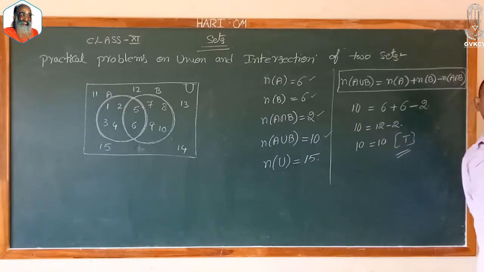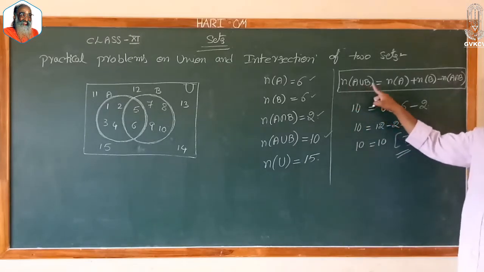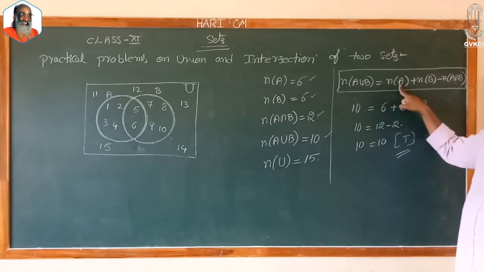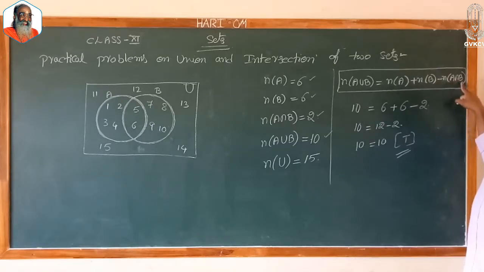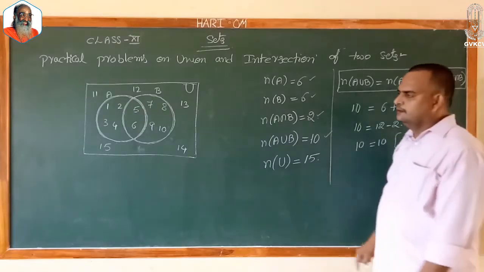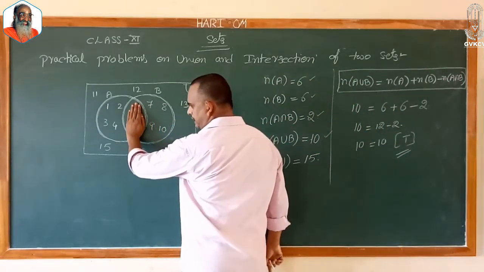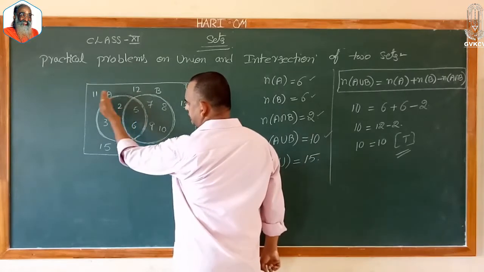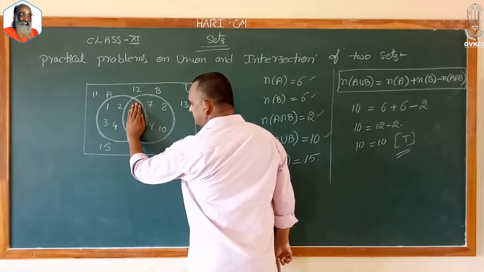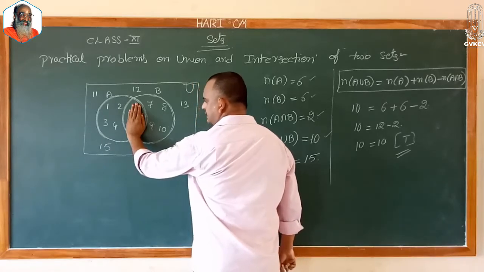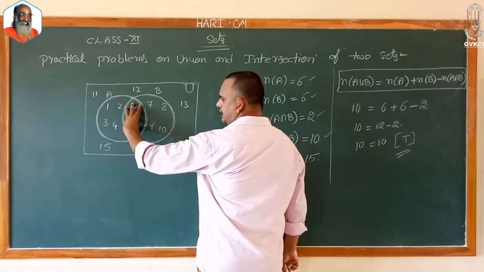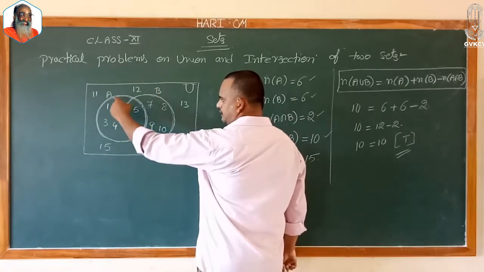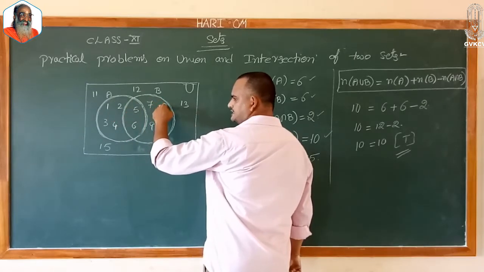This is the formula we have. n of A union B is equal to number of elements in A plus number of elements in B minus n of A intersection B. Why are we eliminating n of A intersection B? This A intersection B part we consider when we talk about A, and we also consider it when we talk about B. This is the same area we are considering two times, one in case of A, another one in case of B.